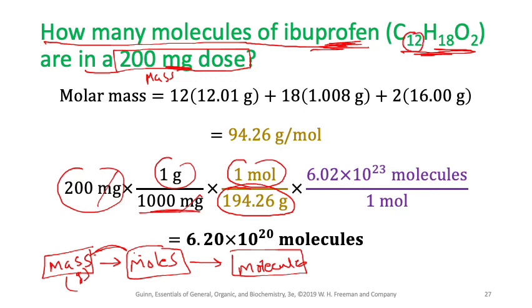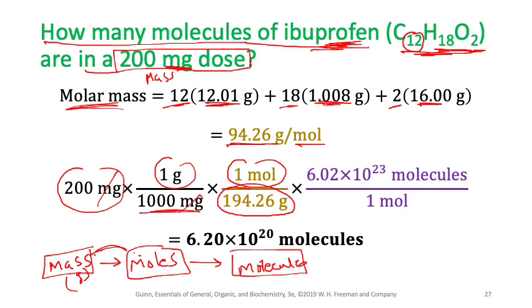You have 12 carbon atoms. Each carbon atom is 12.01, multiplied by 12. Each hydrogen atom is 1.008. You have 18 of them, 18. Then you have 2 oxygen atoms, and each oxygen atom is 16 grams, right? Multiply and then add them all together. You will get 94.26 grams per mole, because molar mass has a unit of grams per mole.